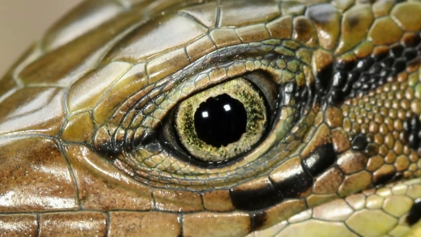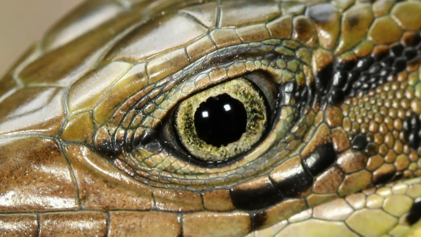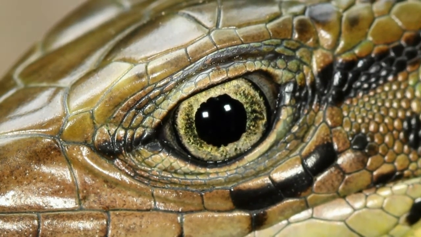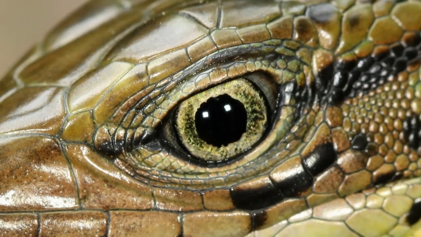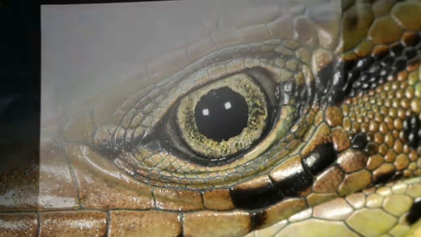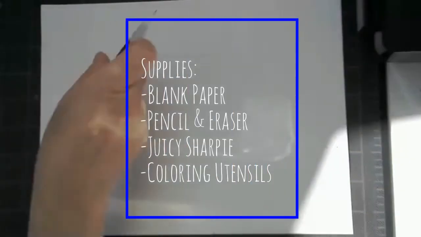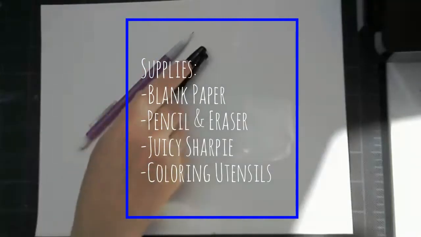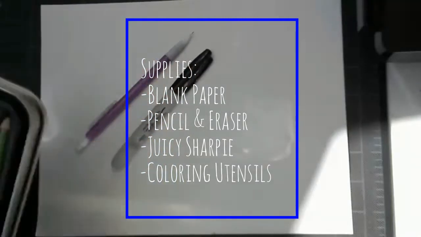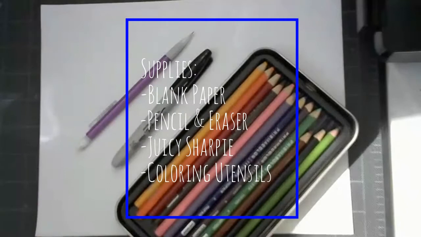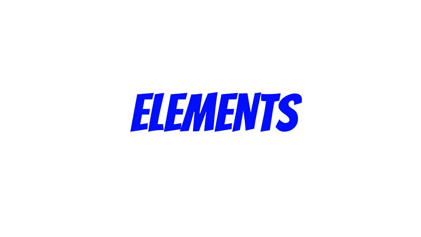So anyway, I'm opening this project up for the older kids, and the beauty of this project is that you can use whatever materials you have available to you at home. For my example today, I'm going to use blank paper, pencil and eraser. I'm going to actually skip straight to the juicy Sharpie, and then my favorite colored pencils. But you can use whatever coloring utensils you'd like at home.